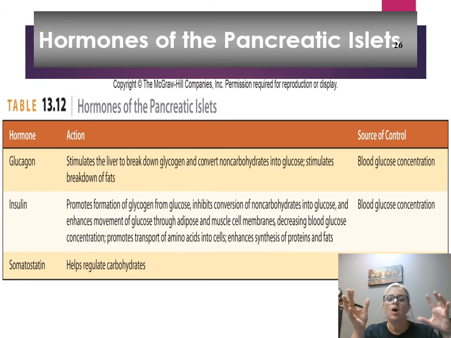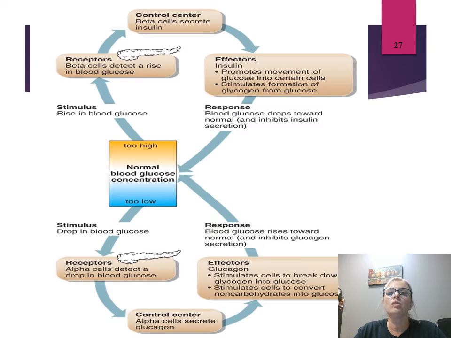Okay, and so those have opposite effects. Glucagon stimulates the liver to break down glycogen from muscle cells and convert it into sugar to increase blood sugar. Insulin is going to promote the formation of glycogen and put that into muscles to lower blood glucose concentration. So insulin and glucagon function together to stabilize that blood glucose concentration.